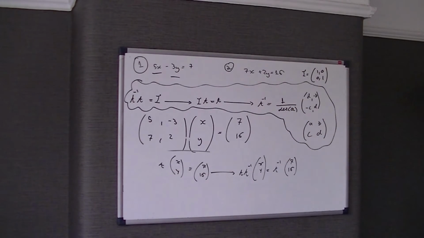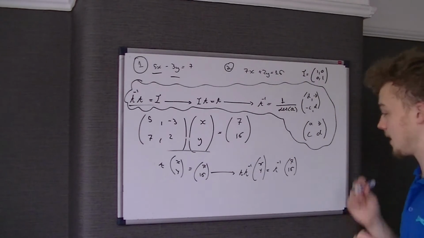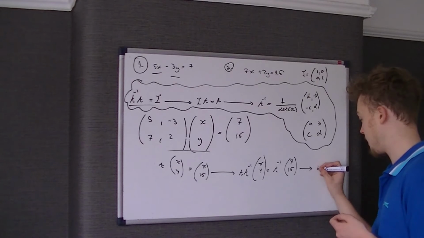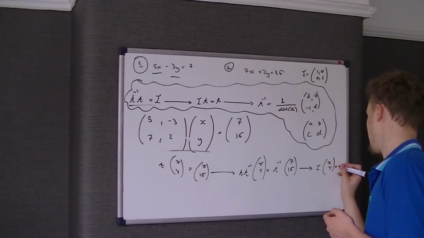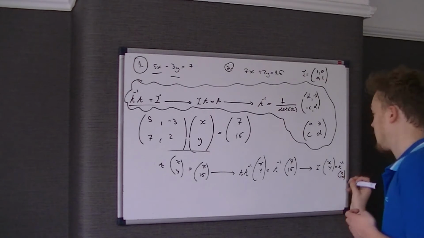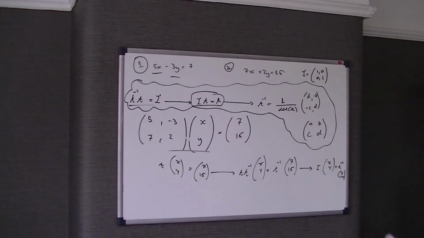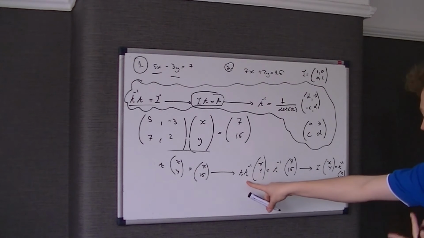And we know from over here that the inverse matrix of A times A is equal to the identity matrix. So we replace this by the identity matrix times xy, which is equal to the inverse matrix of A times 7, 16. Now, from this, we know that the identity matrix times a matrix is just that matrix. But we got rid of A before, so why would we do that?